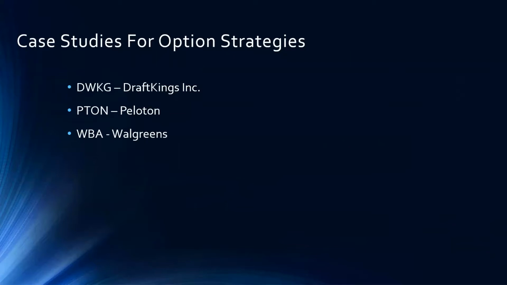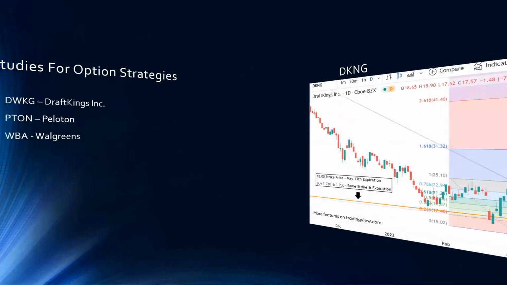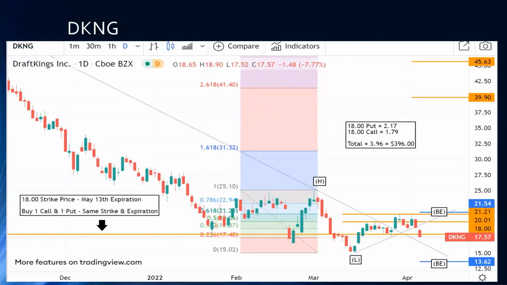So we're going to go over 3 case studies today for our straddle option strategies. We're going to go through Draftkings, Peloton, and Walgreens. These are 3 stocks that I think most of you are familiar with to some degree, because you have to have seen an ad or commercial for one of these 3 companies. So with our first example here, we have Draftkings.